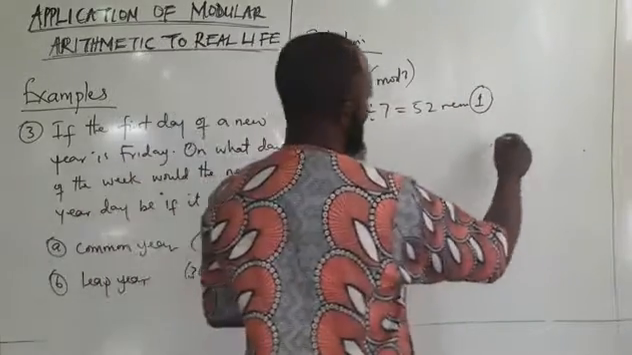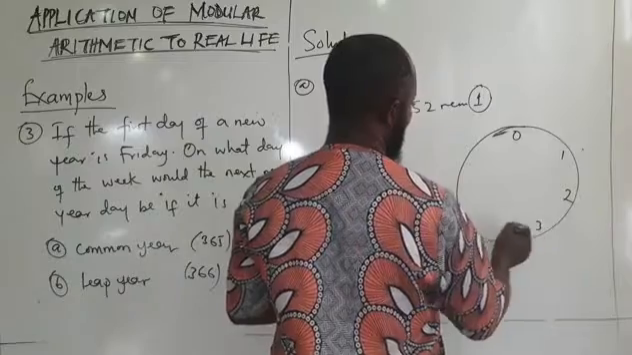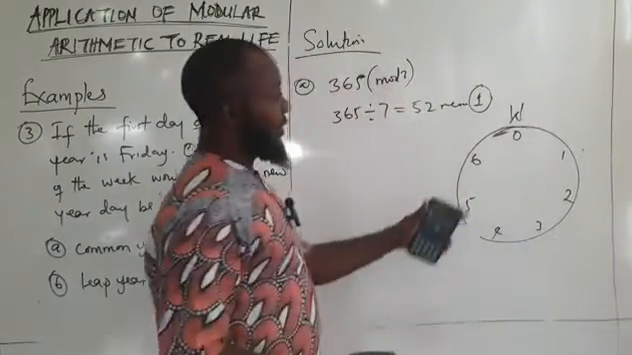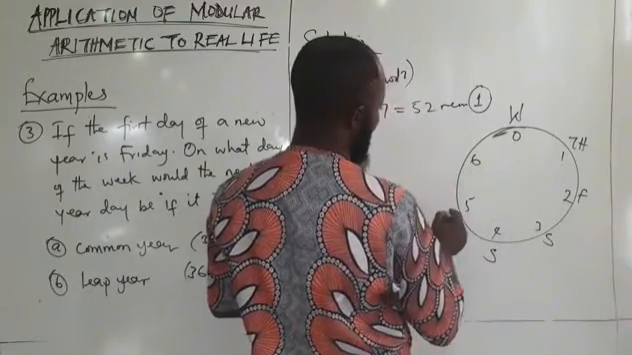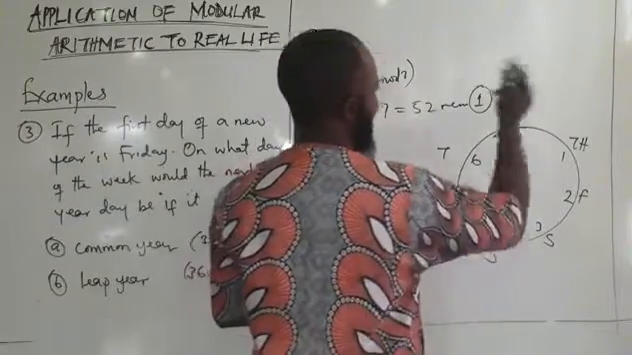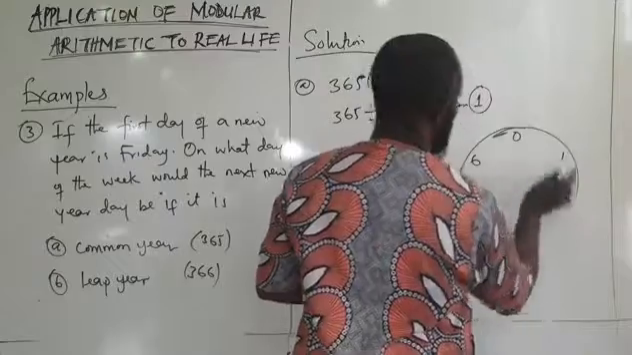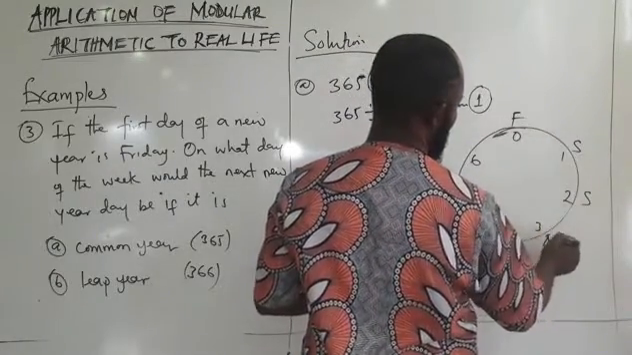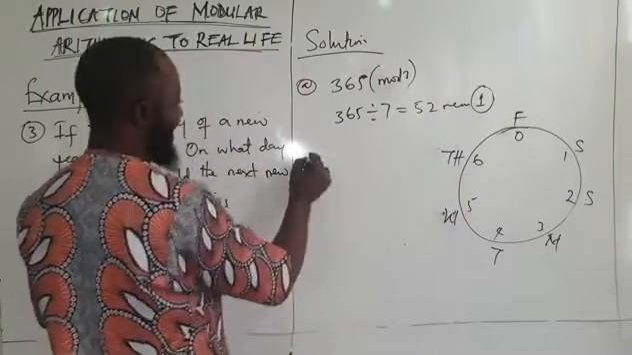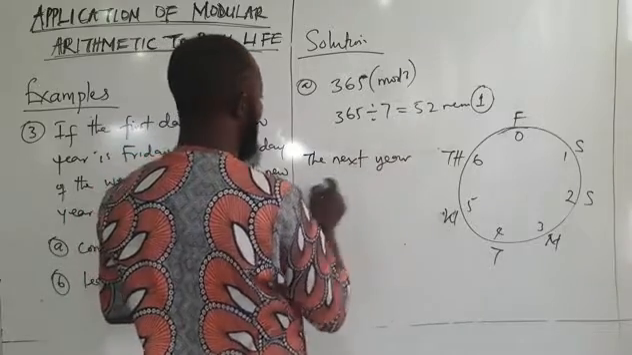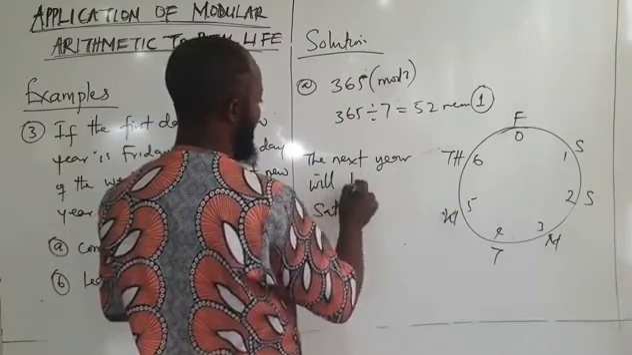If we draw our diagram, we have 0, 1, 2, 3, 4, 5, 6, with the first day under 0. Sorry, this is supposed to be Friday. Starting from Friday, we have Friday, Saturday, Sunday, Monday, Tuesday, Wednesday, Thursday. So the next day will be Saturday. That means the next new year will fall on Saturday.